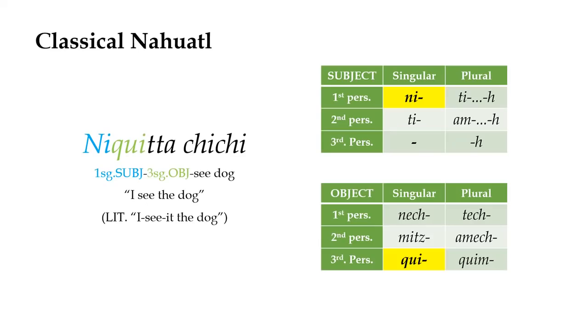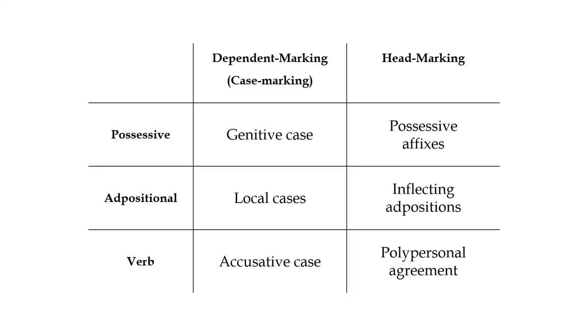So in Nahuatl, to say, "I see the dog," you would say, "Nikita chichi," literally, "I see it, the dog." So these are the two prototypical strategies for dependent marking and head marking.